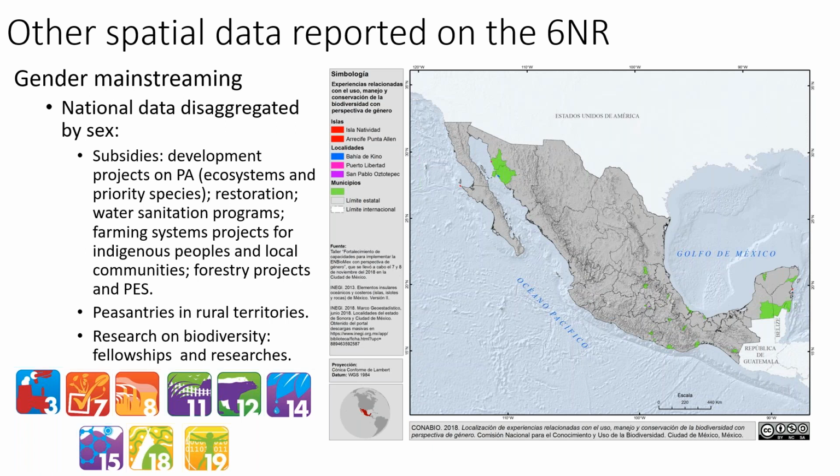And the map on the right is showing an assessment that we did about local projects that NGOs and other institutions are implementing on the territory using conservation approaches with gender perspective. It's 45 projects in the whole country, and it was an exercise using spatial data to understand where projects with gender perspective are located in Mexico. Next slide, please.